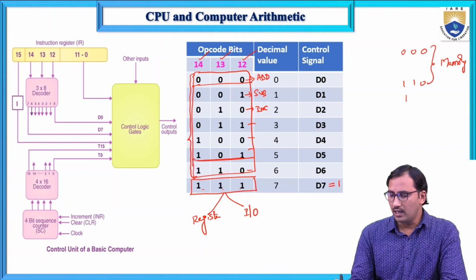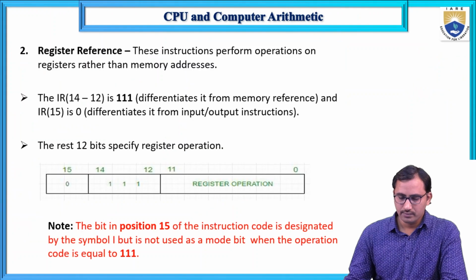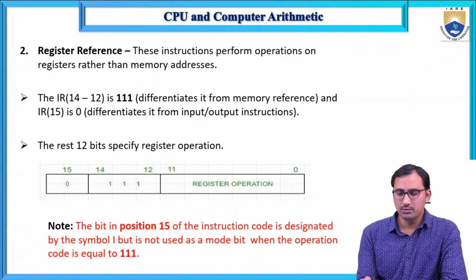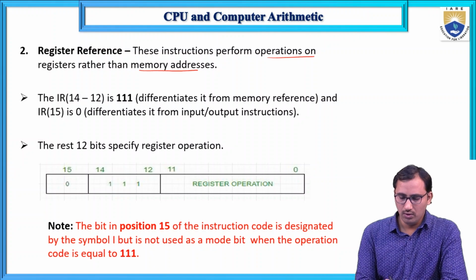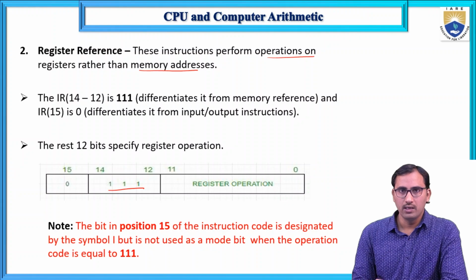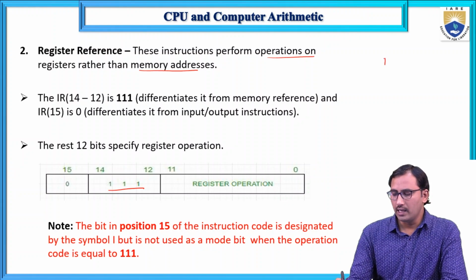But when all opcode bits are equal to 1, then it may be a register reference instruction or IO reference instruction. Register reference instructions perform operations on registers rather than memory addresses. As we have already seen, when all opcode bits are equal to 111, it may be a register reference or IO reference instruction.